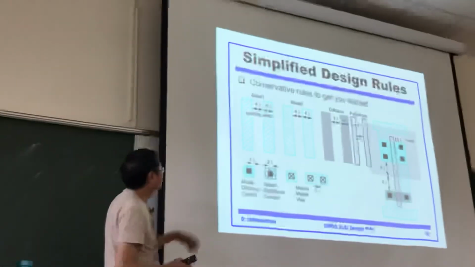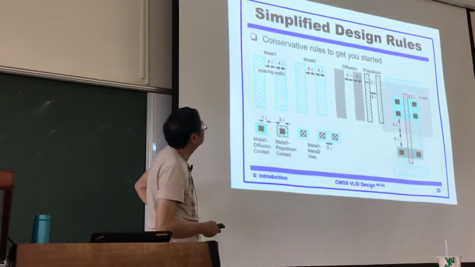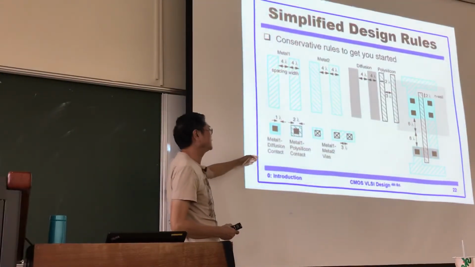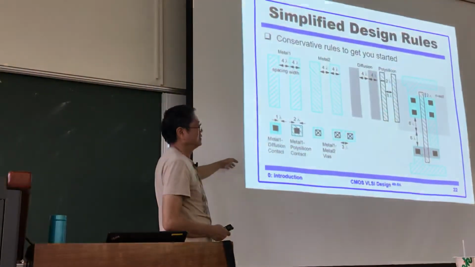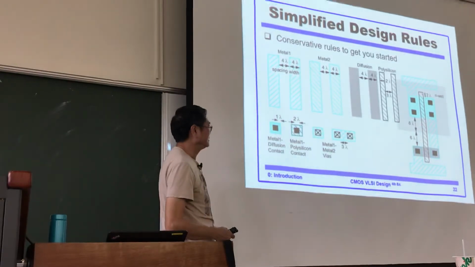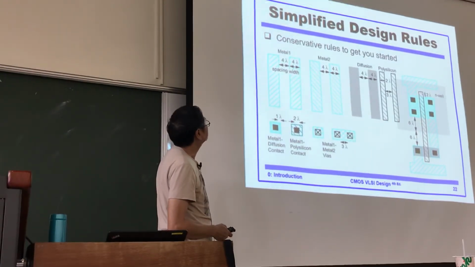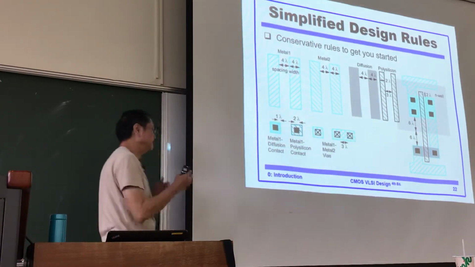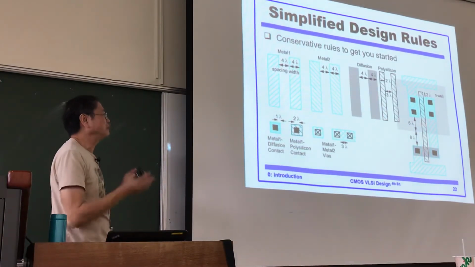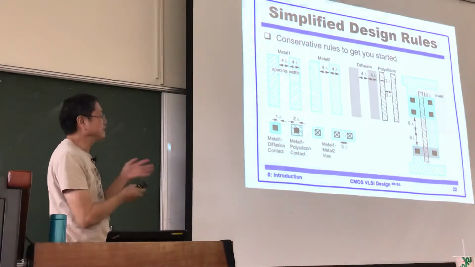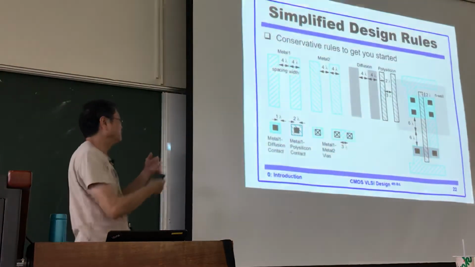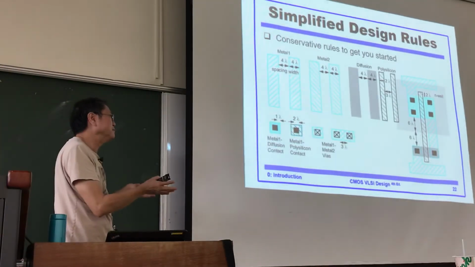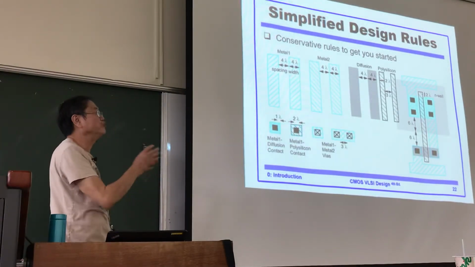So unit lambda is the basic unit. This is for a specific process, the design rule, the MOSIS one in California. But for other foundries, other manufacturers like TSMC or UMC, they are going to have their specific design rules: how wide for the polysilicon, how wide for the channel length, how wide for the metal. They will be different from each other.